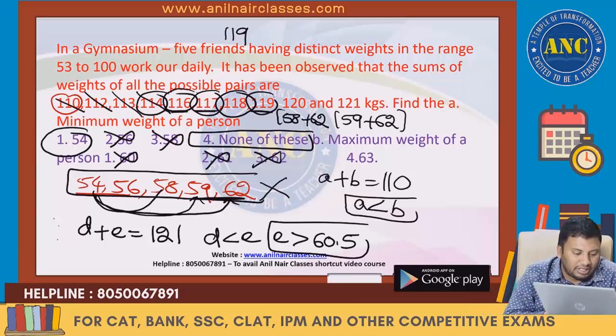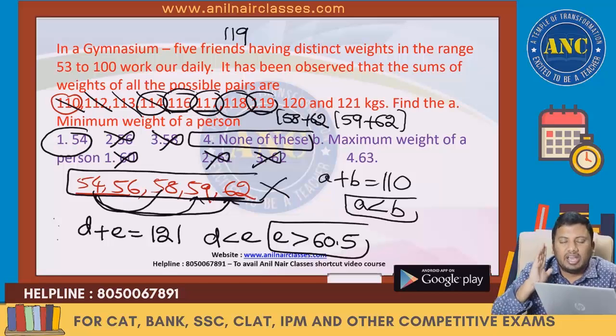So 114, 116, people are saying that 54 plus 62 is right. 118 is 56 plus 62. 119, where is the 119 case? Can somebody tell me where the 119 case will come?